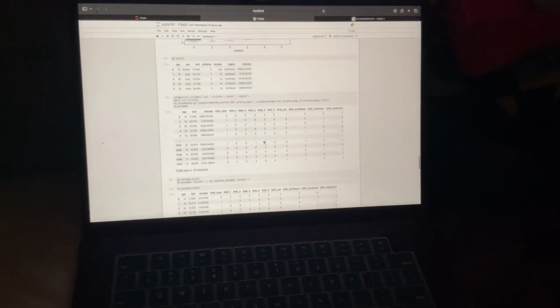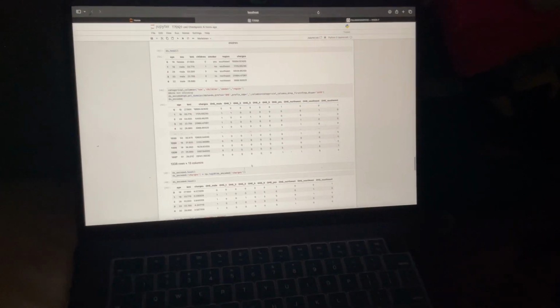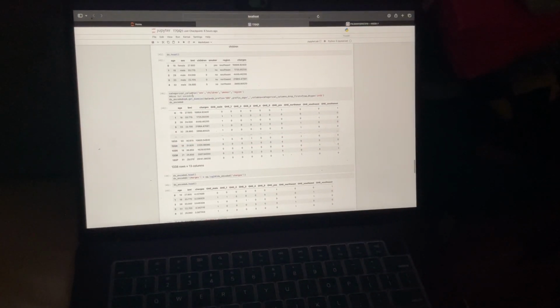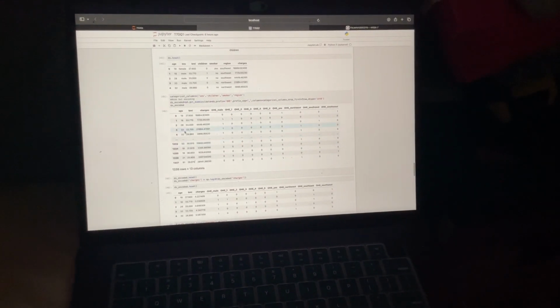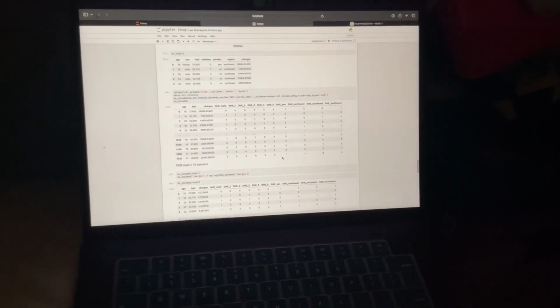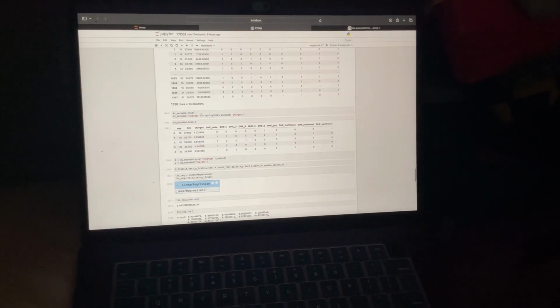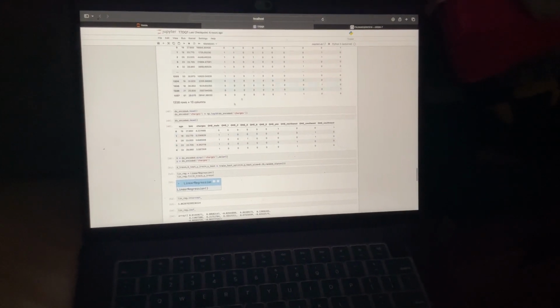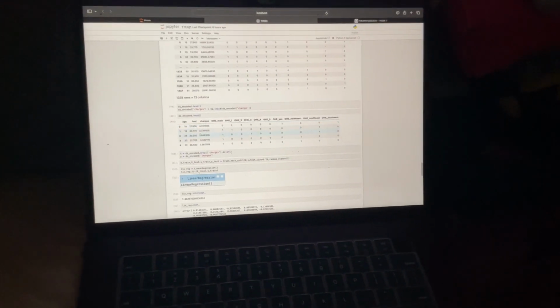Right here, it's reading the file and showing it to you as well. Here it has the categorical columns, showing sex, children, and whether they were a smoker or not. These are encoded, here and here. Then the next part is the actual linear regression.